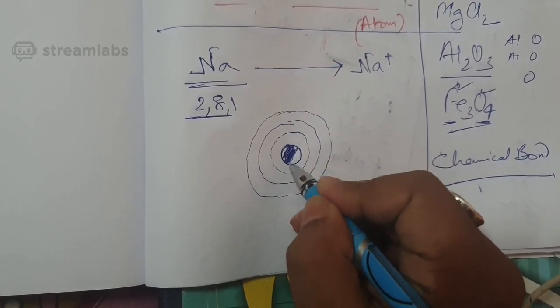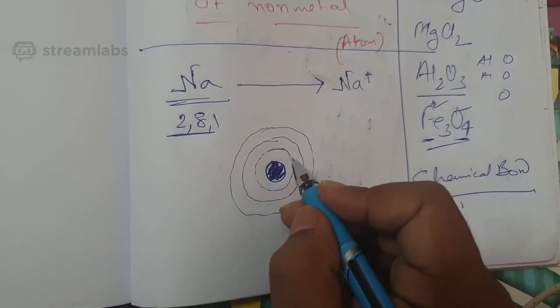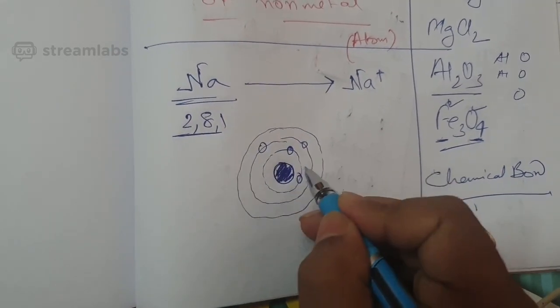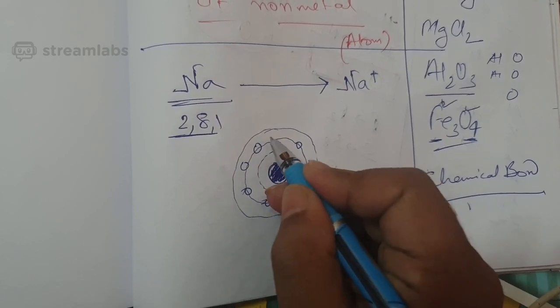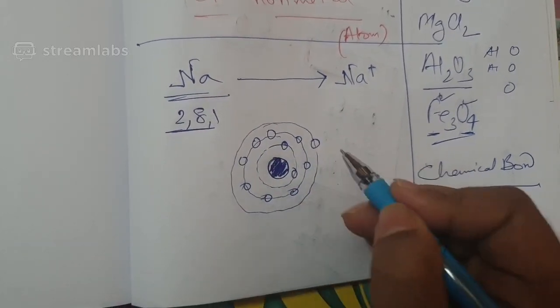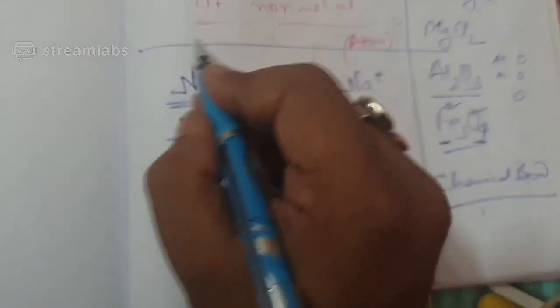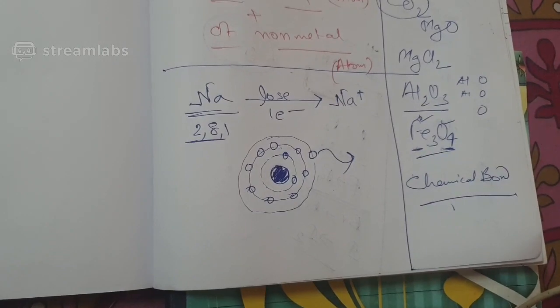There are protons and neutrons inside the nucleus. I am not concerned about them right now, because chemical bonding occurs between the electrons only. So, the first shell has 2 electrons, the second shell has 8 electrons, and the third shell has 1 electron. To become stable, it will lose 1 electron. We are very accustomed to this fact.